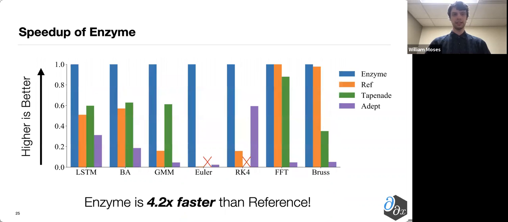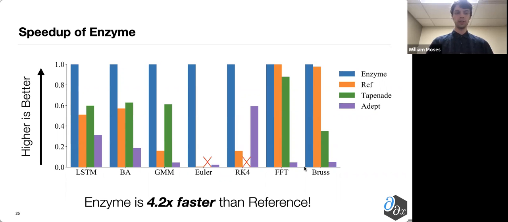So let's take a look at how this performs in practice. Here I've plotted the relative speedup of all of these tools. So in essence, higher is better. First, let's compare Enzyme with the reference pipeline to see how our hypothesis, how optimization, comes into play. For most of these cases, we see that there's a fairly sizable speedup. That's the LSTM case, the bundle analysis, the GMM, the Euler, the RK4, all see a noticeable speedup.